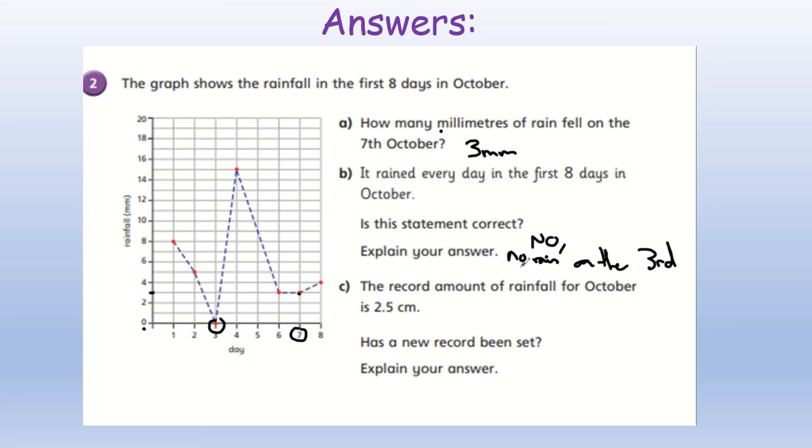The record amount of rainfall in October is 2.5 centimetres. Now this was the tricky question. 2.5 centimetres is equal to 25 millimetres because there are 10 millimetres in a centimetre. So the total for the first 8 days of October is more than 25 millimetres. So the total for the whole of October will be more than 2.5 centimetres. So it's yes, it did.